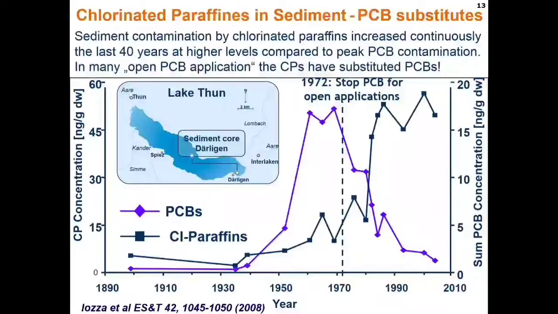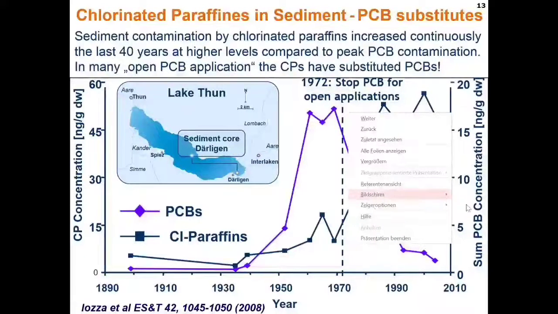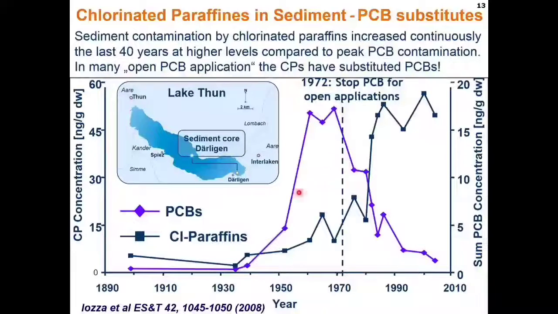And this large use of chlorinated paraffins, you can also see when you look at the sediment cores. This is for Switzerland, where you see that the chlorinated paraffins have increased since the 1930s, with a very strong increase since the 1970s, while for PCBs the concentration peaked in the 1960s, early 70s, and then decreased along with the increase of the chlorinated paraffins. So you see the substitution of PCBs in the 1960s and 1970s, also in the environment.